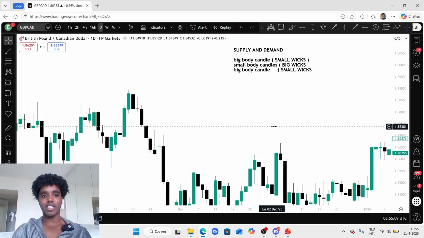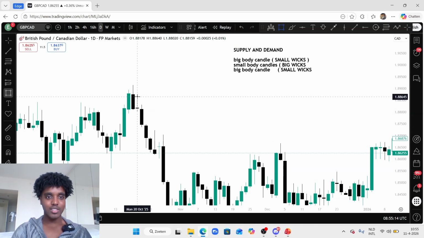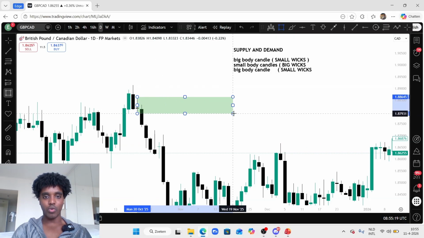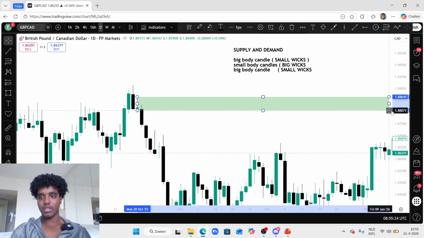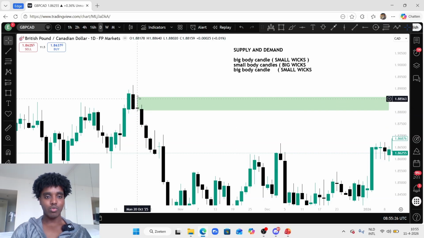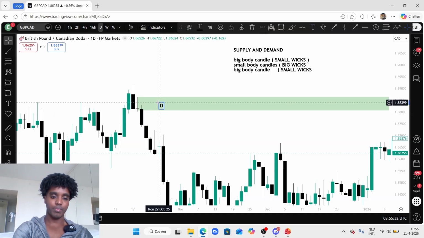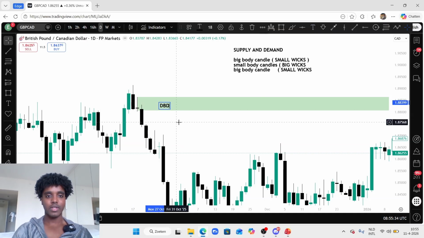And then once you find these levels, you can take your rectangle tool and you can highlight the level from the highest point of the basing candle to the lowest point like this. You can drag it to the right just like this. So that level right here is a supply formation. It's a drop, base, drop.